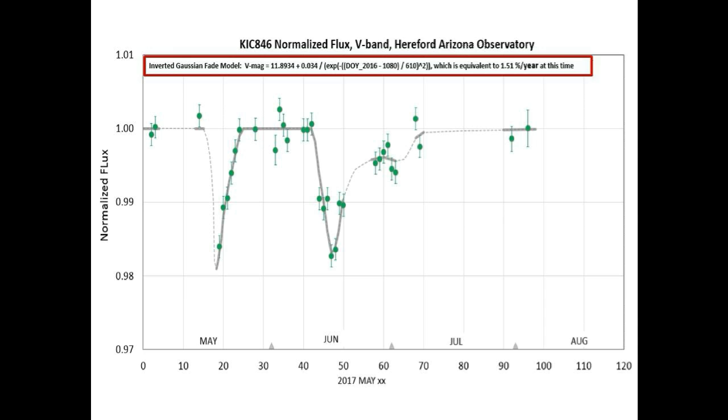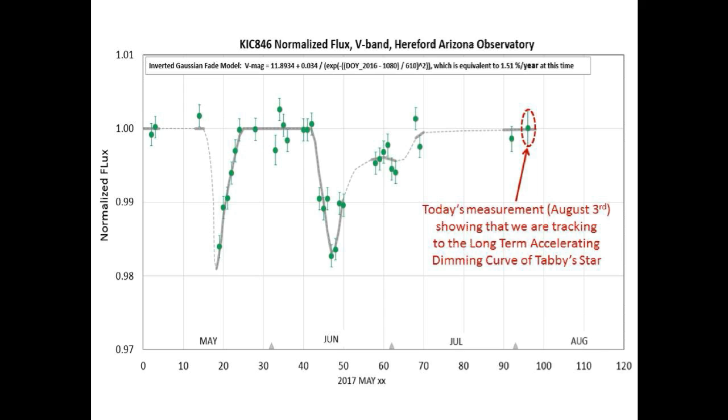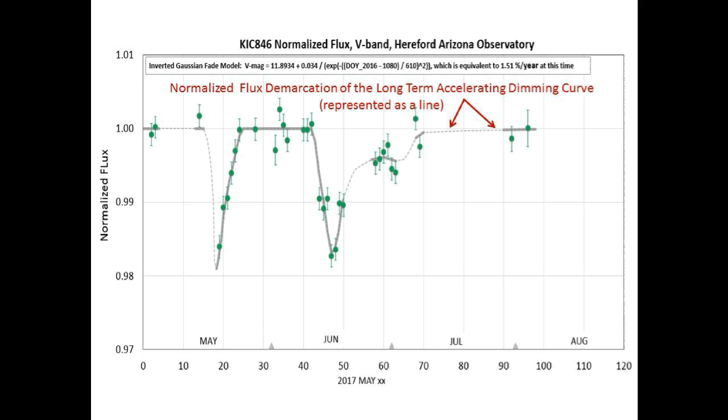So this is Bruce Gary's normalized flux graph taken in the V band, and it has the latest measurement he took today circled in red, and we are tracking to the long-term accelerating dimming curve. The important thing to note here is that the normalized flux is a demarcation of the long-term accelerating dimming curve in this graph, which is the proper way to do it, by the way. And this is the very thing that was detrended out in the flux graphs that we have now rejected. Anyway, Bruce modeled this as an inverted Gaussian curve, which you'll see in just a minute.